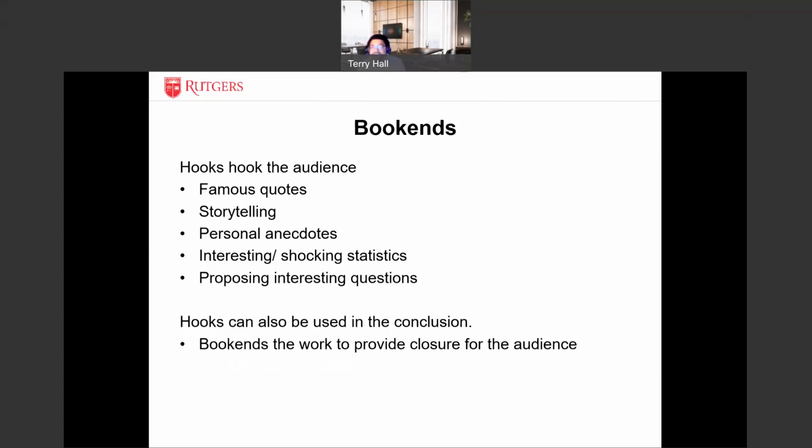The hook's job is to hook the audience, and we typically do this through famous quotes, storytelling, personal anecdotes, as well as interesting and shocking statistics and data. We might also propose interesting questions that we want the reader to consider as they read the work, establishing a sense that the element of persuasion is starting from the very beginning. Hooks can also be used to bookend the conclusion to provide the closure that we were talking about a moment ago.